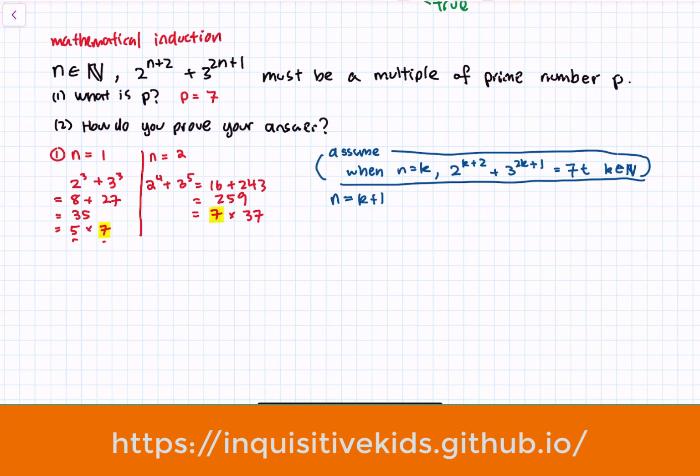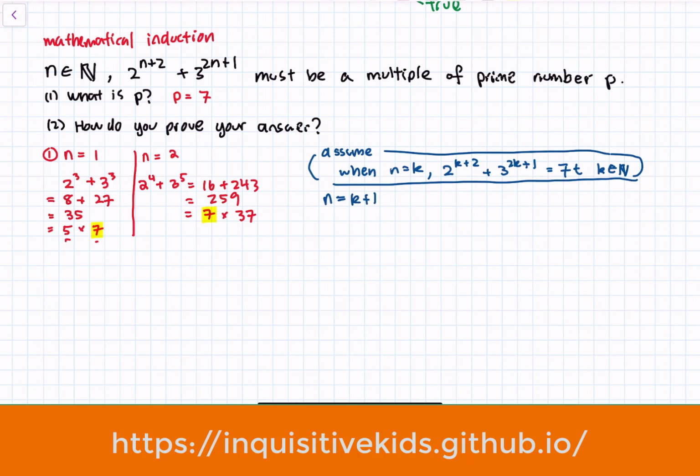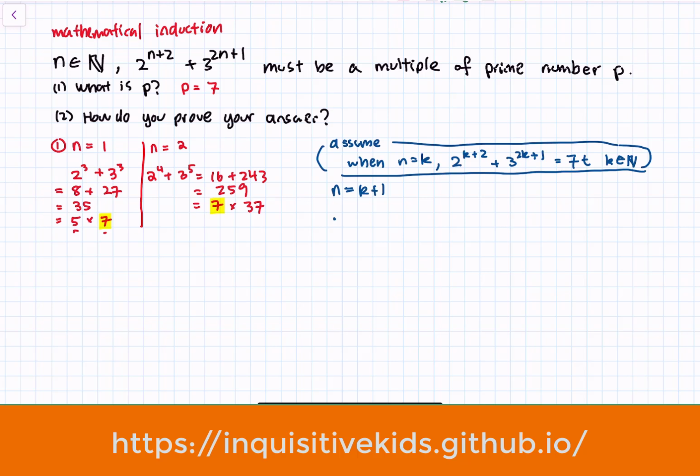When n is equal to k plus 1, we can just rewrite this equation, but replace every single n with k plus 1. 2 to the k plus 1 plus 2, k plus 3 power, plus 3 to the 2 times k plus 1 plus 1 power is equal to 7t. All we have to do is just look at the left side of this equation.